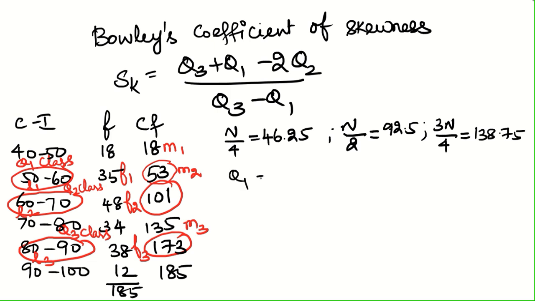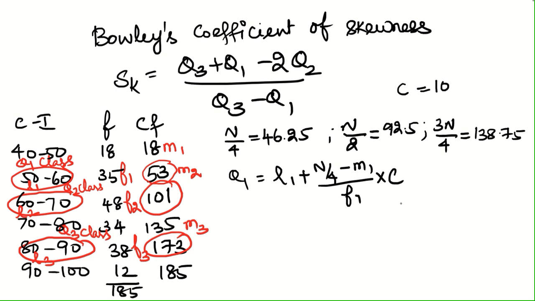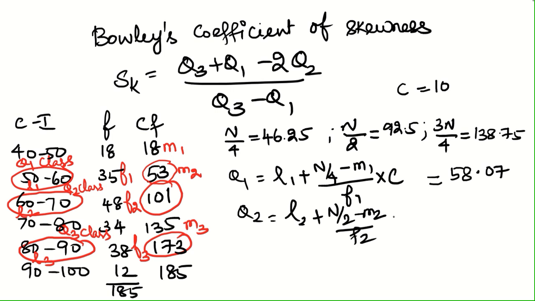So the Q1 formula will be L1 plus n by 4 minus M1, divided by F1, into C. Here C is nothing else but the class interval width, so it is 10, because all the class intervals, from 40 to 50, 50 to 60, have a width of 10. So let us substitute the values of L1, M1, F1, C and n by 4 in this one. On simplification we get the Q1 value as 58.07.